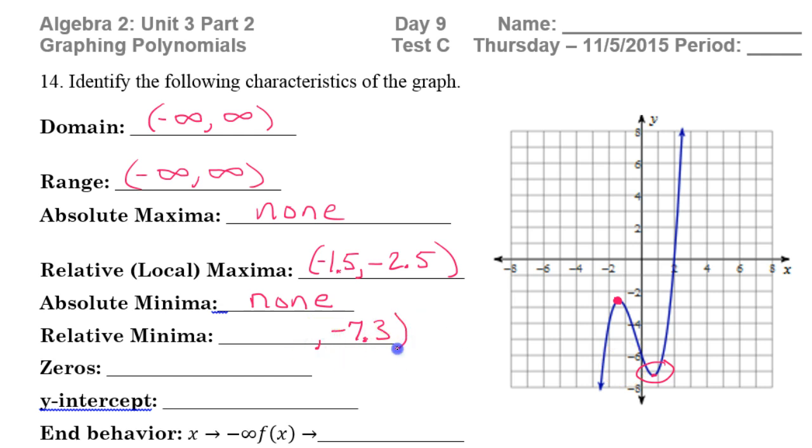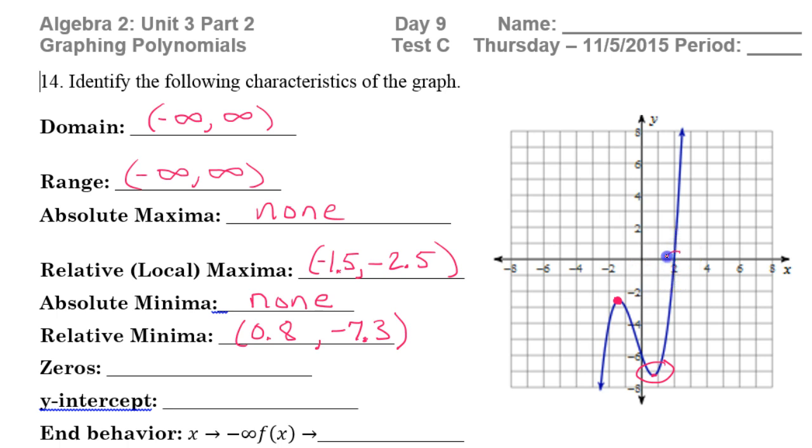Or I will accept it if you just give me the entire ordered pair, which is, this is about, let's say, 0.8. So I could say 0.8, comma, -7.3.